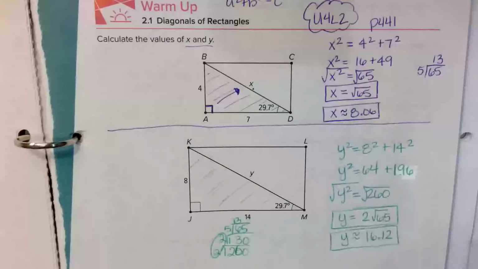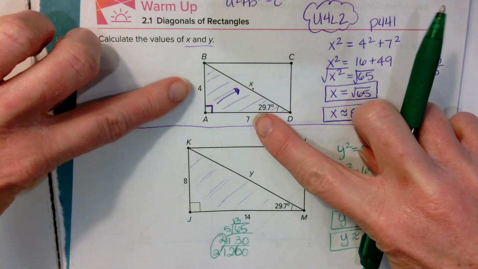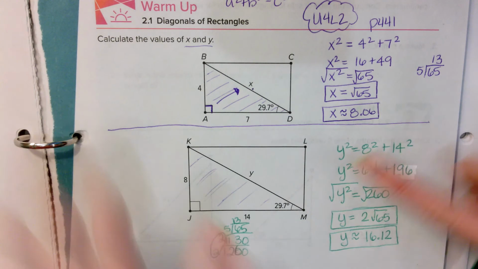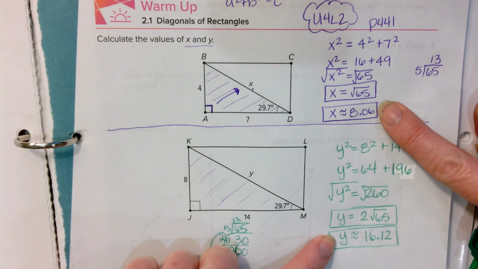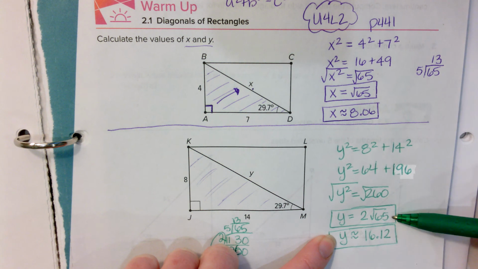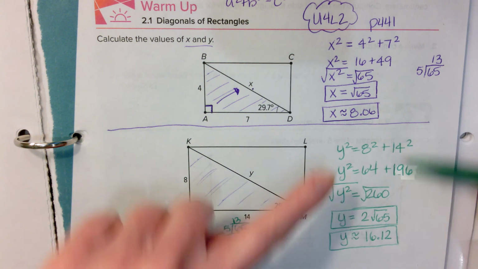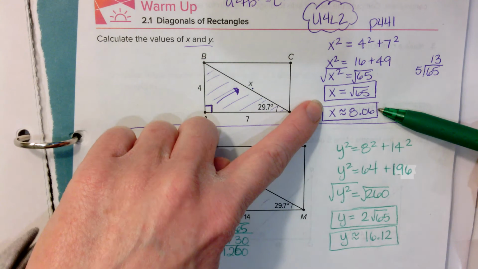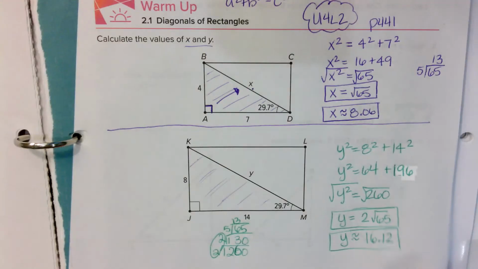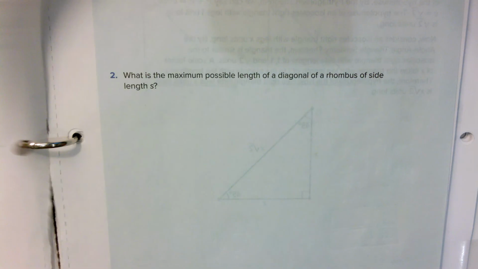So I'd like you to notice that when my side lengths doubled from 4 and 7 to 8 and 14, my diagonal's length also doubled. You can see it both in the square root of 65 and 2 times the square root of 65, and in the 8.06 and 16.12 is double that. So let's take a look at the next page.